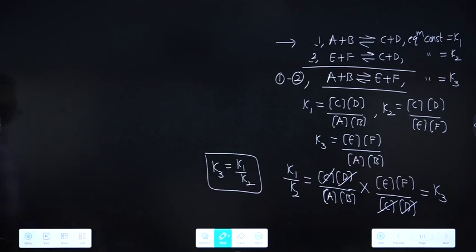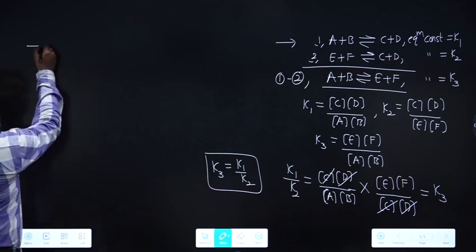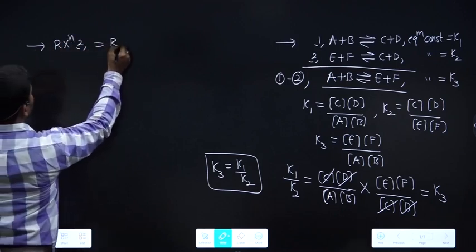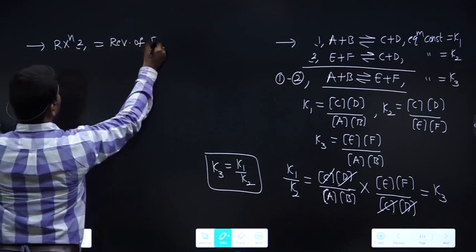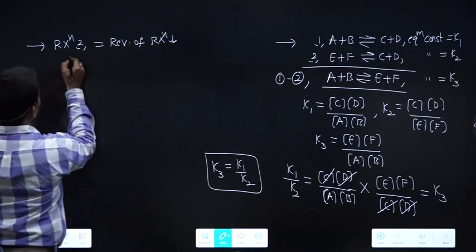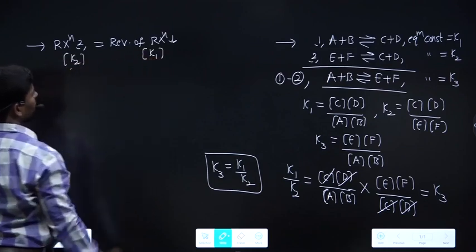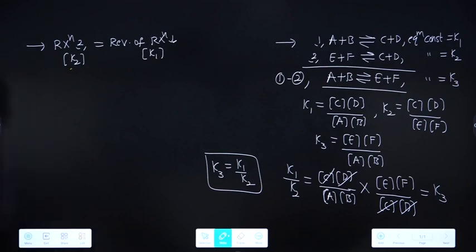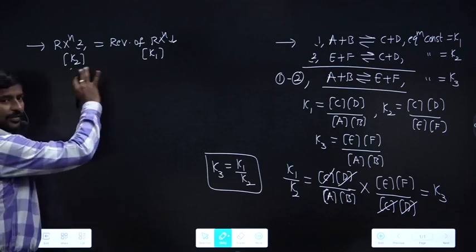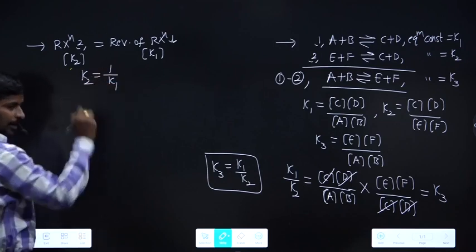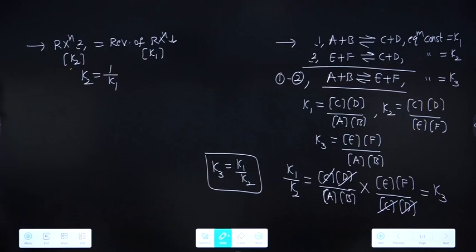Once you see the conclusions, for example, if reaction 2 is the reverse of reaction 1, and for reaction 1 the equilibrium constant is K1 and for reaction 2 the equilibrium constant is K2, what is the relation between those two? Both are inverse to each other. So K2 is equal to 1 by K1. Final conclusions I am giving.